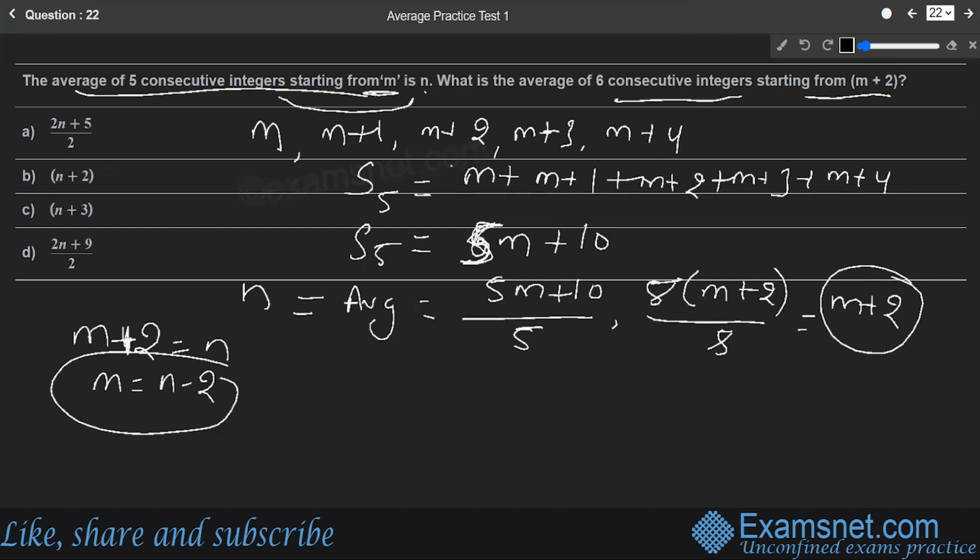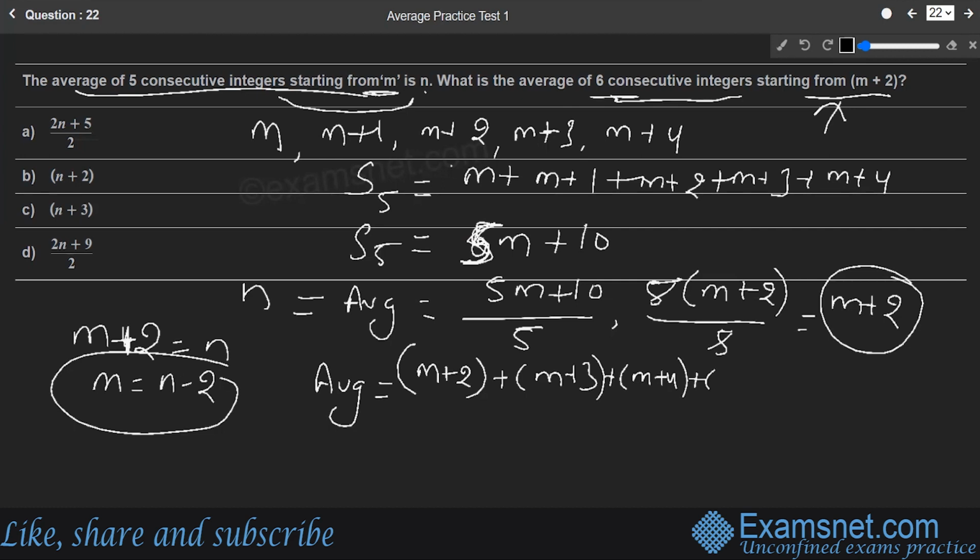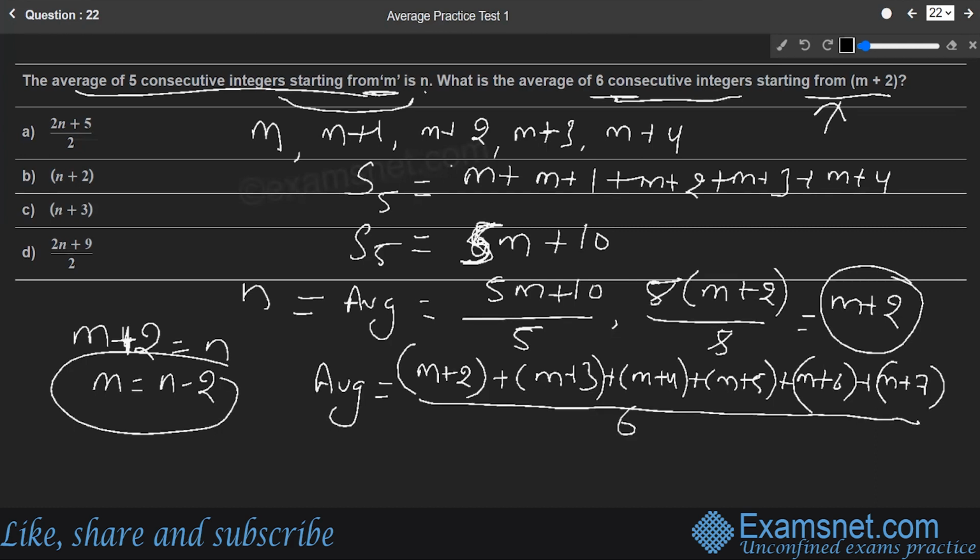Okay, what is the next part of the question? Then what is the average of 6 consecutive integers starting from m plus 2? So average will be sum of those 6 consecutive integers divided by 6. The number starts from m plus 2. The first number is m plus 2. Then the next consecutive integer will be m plus 3. Then m plus 4. Then m plus 5. And this keeps on continuing. Then m plus 6, and the last one will be m plus 7. So these are the 6 consecutive numbers, divided by 6. That should be the average of the 6 consecutive numbers.